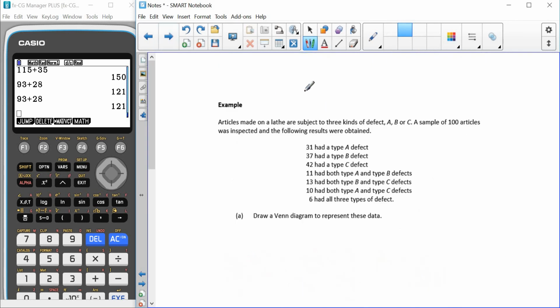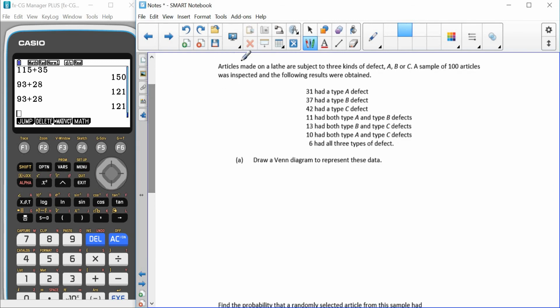Next time we're going to look into how we would draw Venn diagrams. So we have here articles made on a lathe are subject to 3 defects, A, B or C. A sample of 100 articles was inspected and the following results were obtained. So we're given here a big set of data. Now it's really important to note these numbers here, because if we were to add these numbers here, we would end up with more than 100. Okay, and that's because these numbers are sometimes being represented twice or even 3 times.